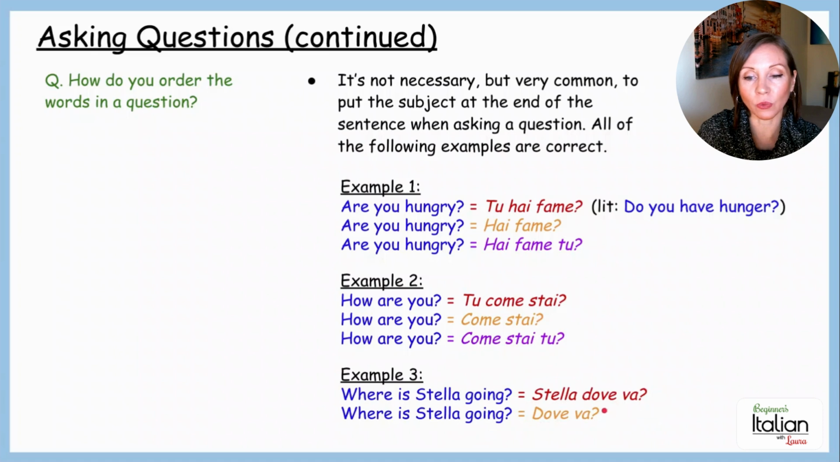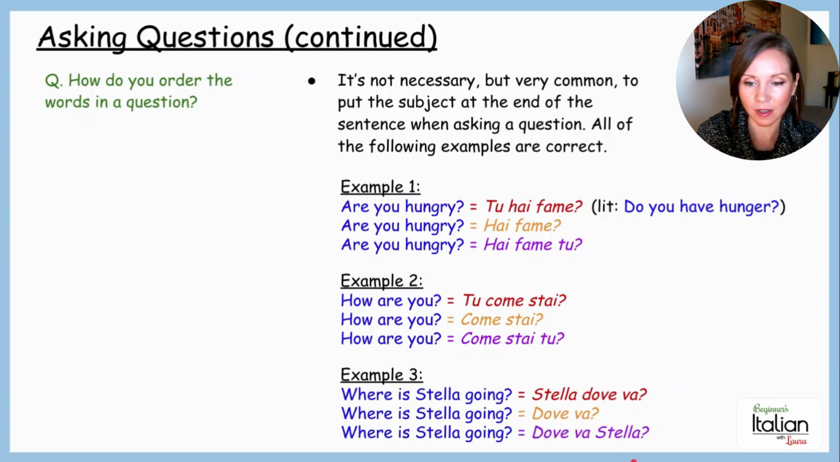Now you would only not use Stella if you already know that you're talking about Stella. Of course, you can take it out, but you would leave it in if you don't know that you're talking about Stella. If there's a group of people and you're just asking, where is she going? You might not know that you're talking about Stella. So in that case, I would leave it in. Or you can say, dove va Stella? So you could put it at the beginning, leave it out, or put it at the end.